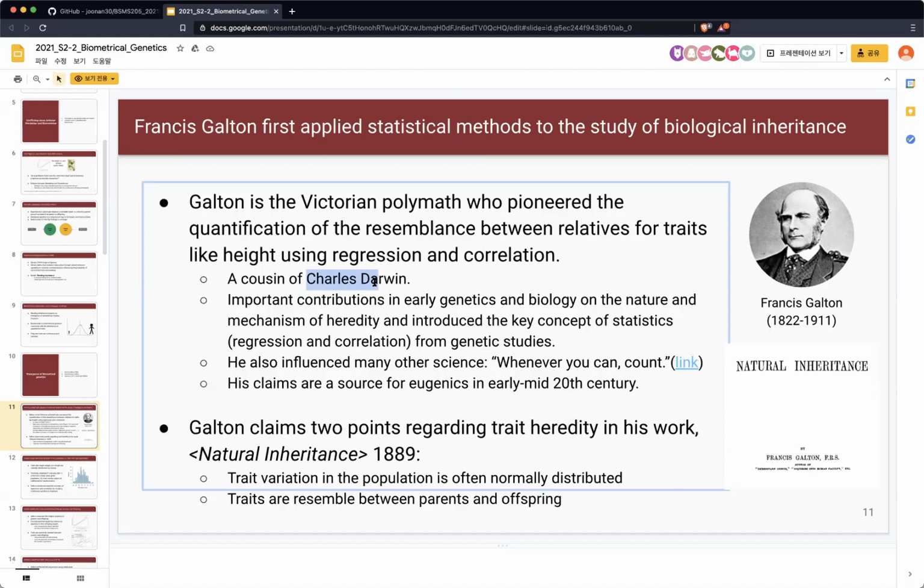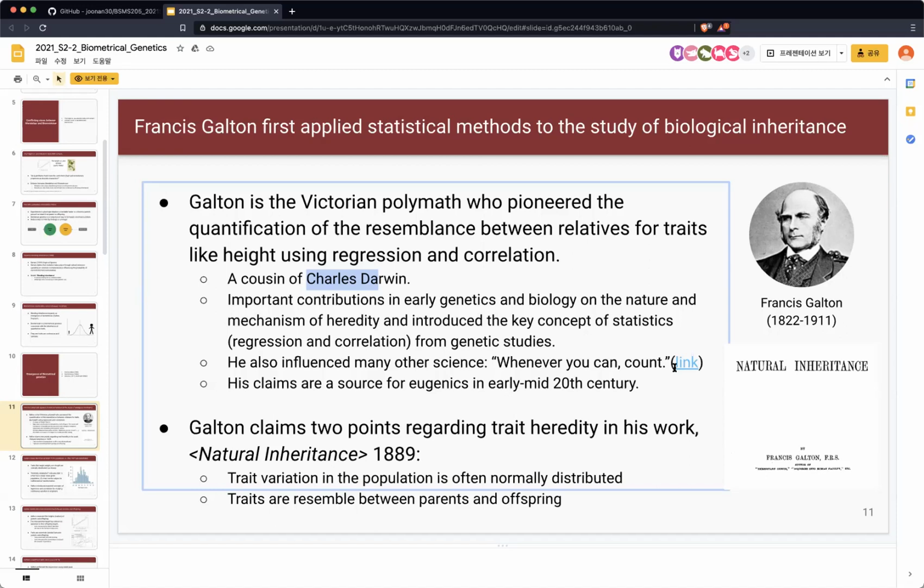And also Francis Galton, as I mentioned, was a polymath, so he influenced many different sciences. If you're interested in that, please go to the link, an article by the New Yorker titled "Whenever You Can Count." This is just brilliant. You can learn much about Francis Galton's life at the time.